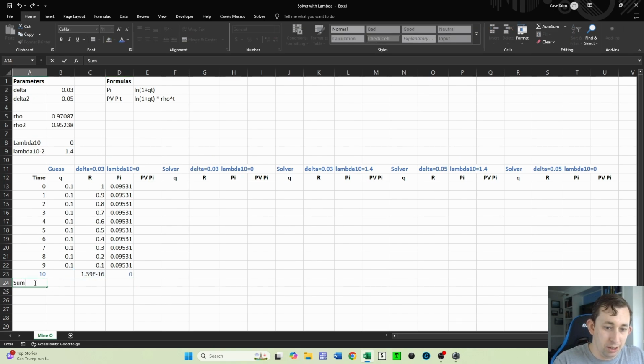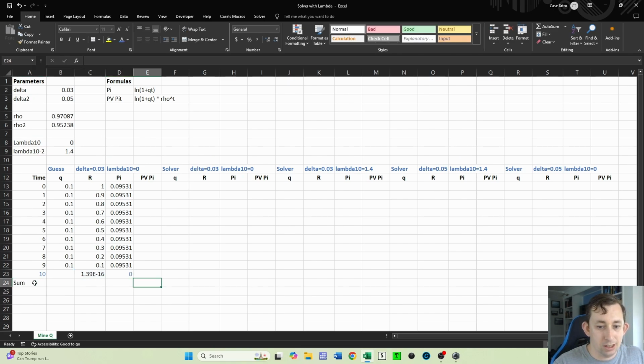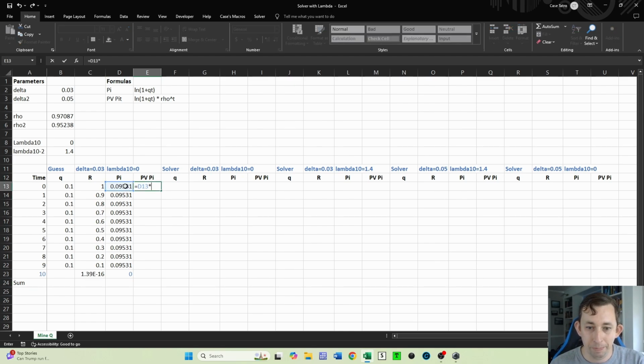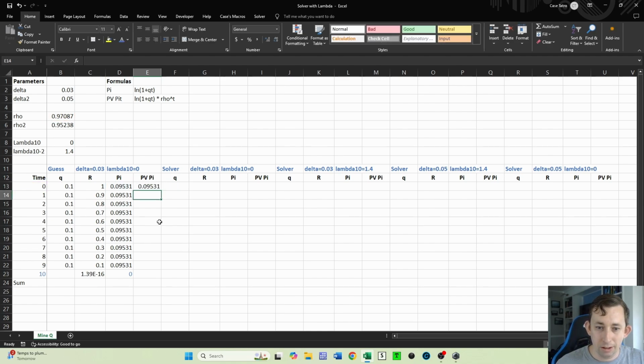And then I'll add another sum right here because this sum of present value of pi is ultimately what I'm after. Present value of pi is just going to be equal to pi times rho, and this one we're using delta 0.03, so that's my original rho. I'm going to lock that. That's going to be raised to the t power, so that's going to look like this. And then you can see that for period 0, of course, the present value of pi should be equal to pi.